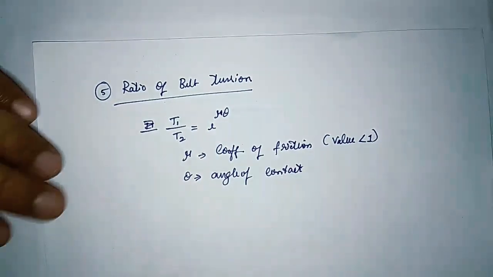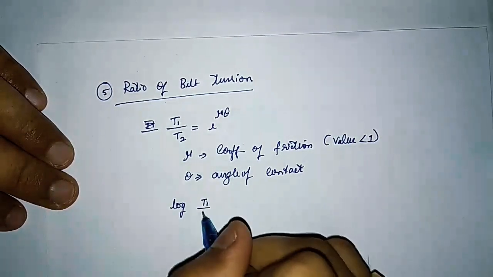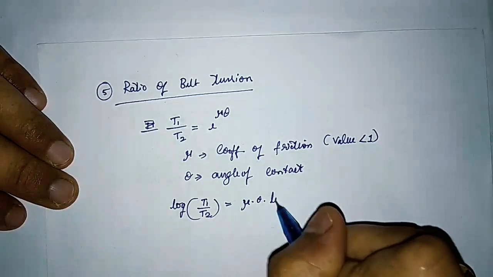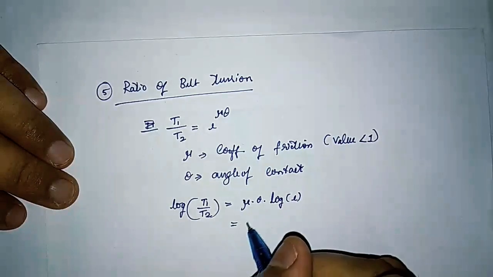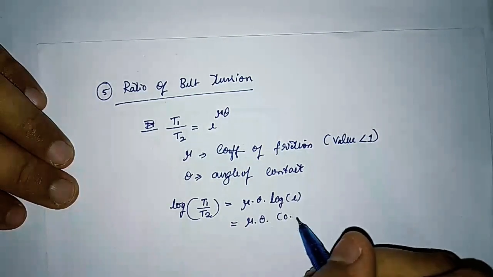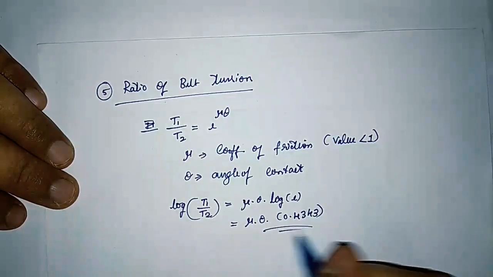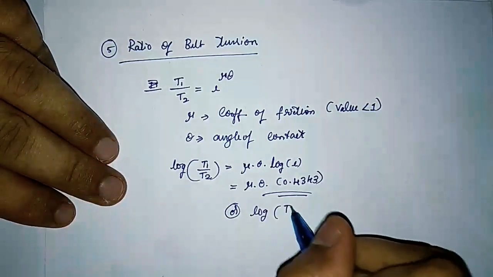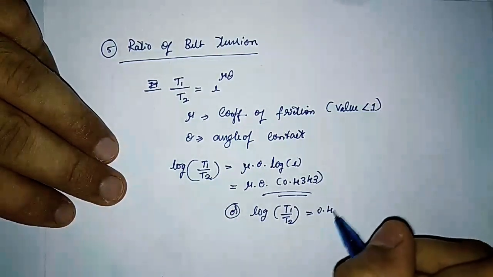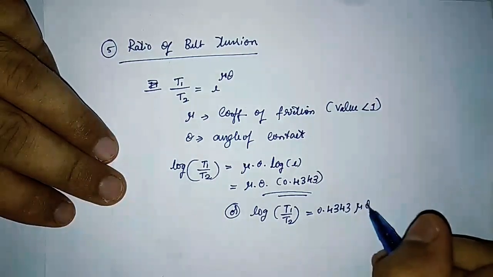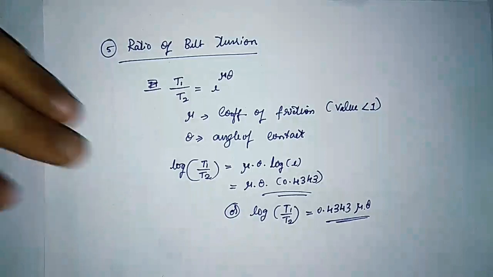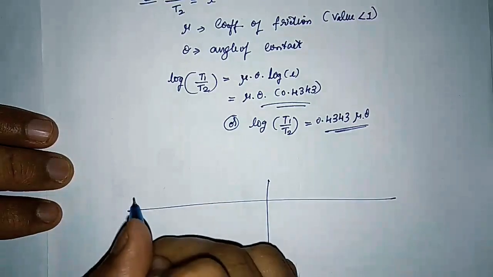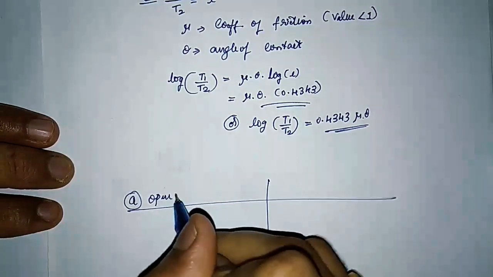We can rewrite this equation as log T1 by T2 is equal to mu into theta into log e. Log e value is 0.4343. So the equation can be finally rewritten as log T1 by T2 is equal to 0.4343 mu theta. This theta angle value will be different for open and cross belt drive. So we'll discuss both the equations separately.